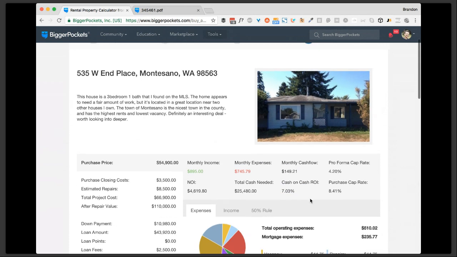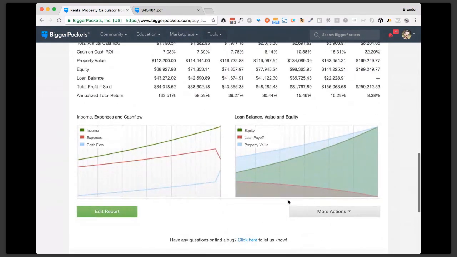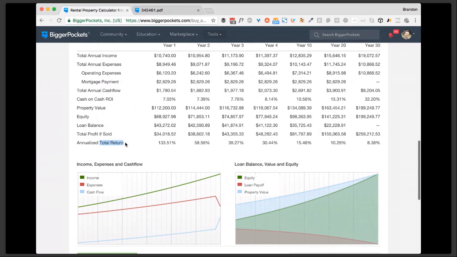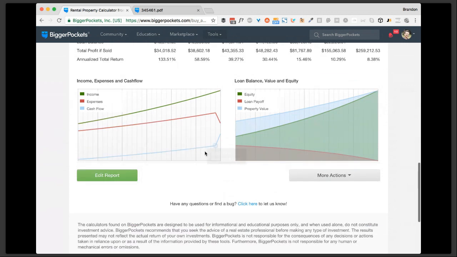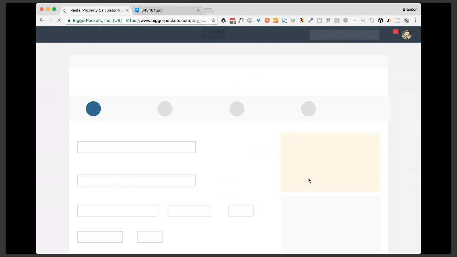But now I've got a lot of equity. In fact, if I look down at my total return, if I bought this and held it for 10 years and then sold it, I would be averaging a 15% total return each year. That's pretty good to me. So now this is looking a lot more enticing. Maybe I'd go back and edit it again.